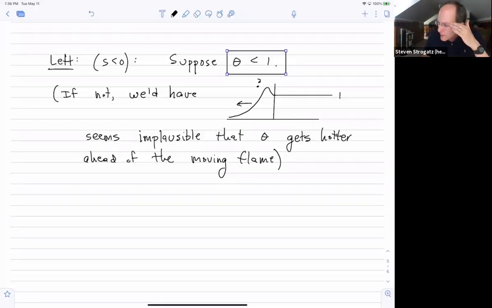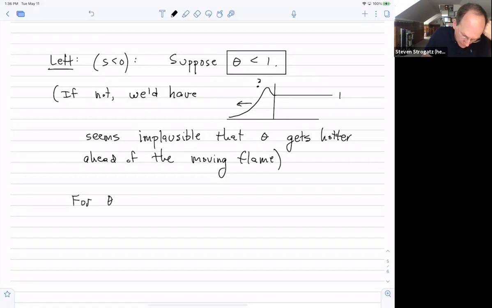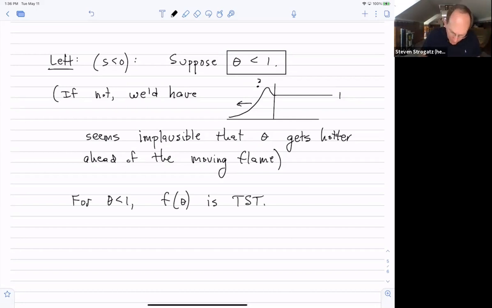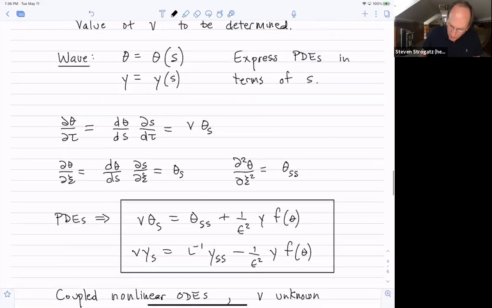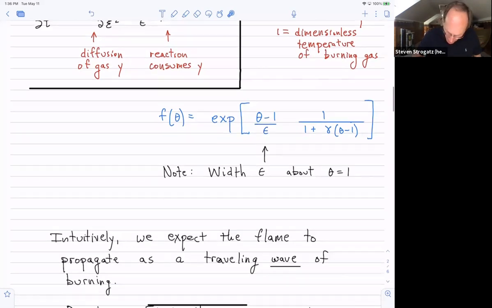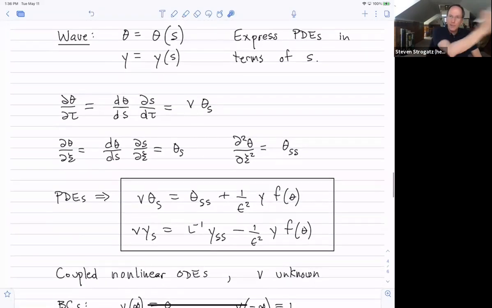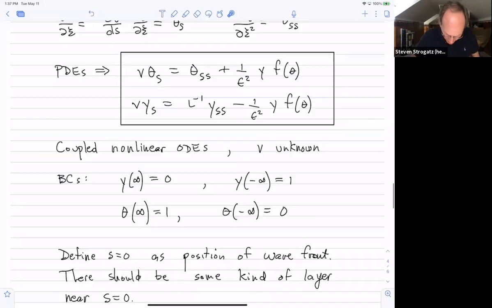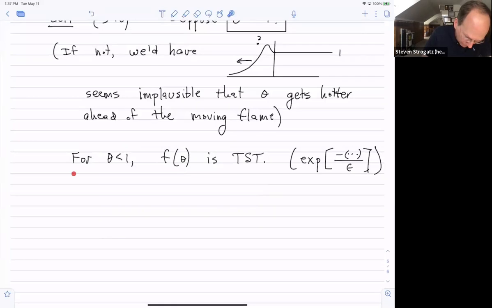And if you think about that then, well, I commented about this earlier. In that case, this function f of theta is going to be transcendentally small. It gives us a transcendentally small term because it's going to be of the form exp of minus something over epsilon. If you'll remember, the f of theta, which we had written back here, is this theta minus one over epsilon. And if theta is less than one, we get a negative numerator. So I'm going to argue that that's transcendentally small, and so it can be ignored on the left. There's no reaction happening far out to the left. The flame hasn't gotten there yet. Why would anything be reacting? So that's the idea. The flame hasn't arrived yet.